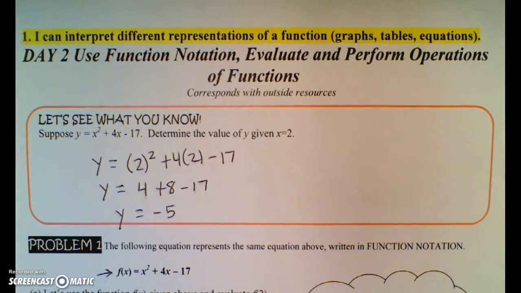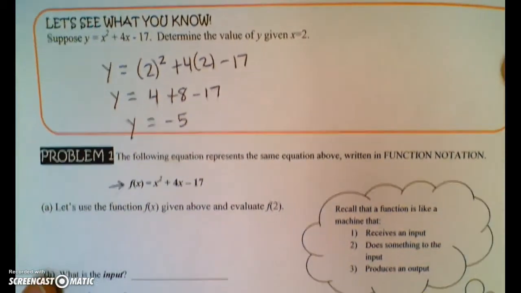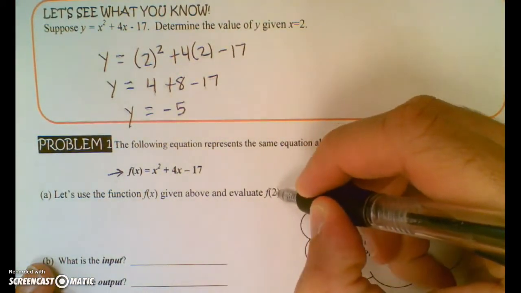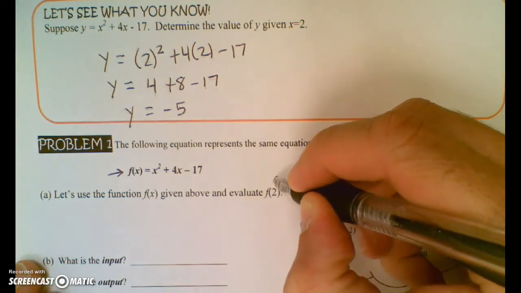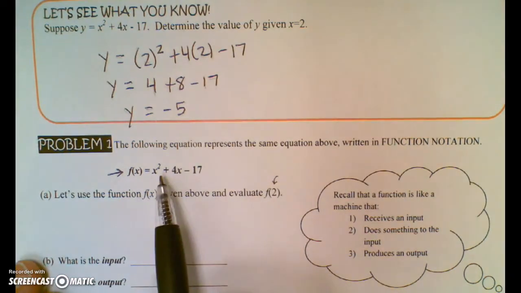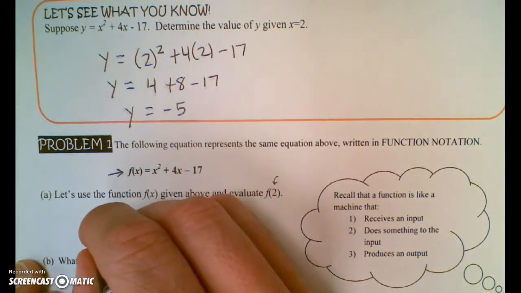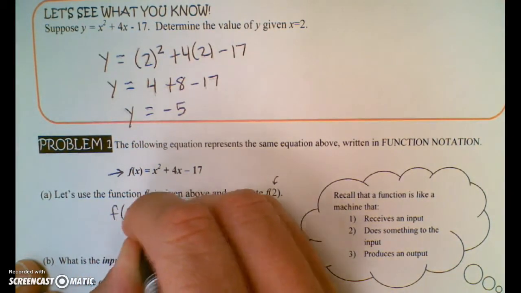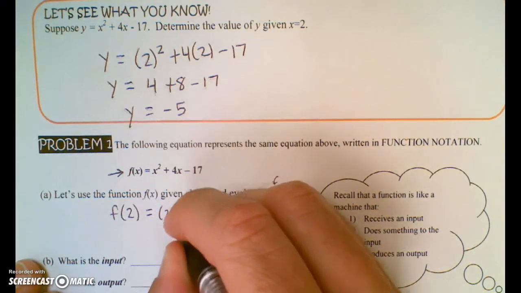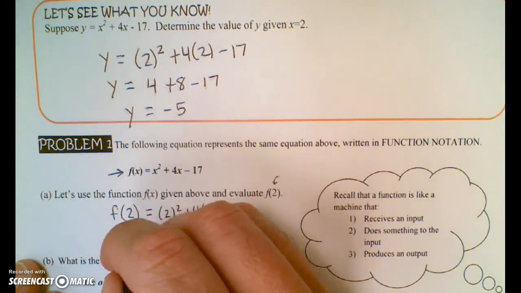So we're going to use the function f of x, and we're going to evaluate f of 2. And it essentially means the same thing. F is the name of your function, and this part right here is what you're inputting into your function. So in this case, I'm going to input 2 into this function and see what comes out. So the way you write this is you say f of 2, and then you do the same thing as we did above. You're just plugging in 2 where all the x's are. So you get the same answer.